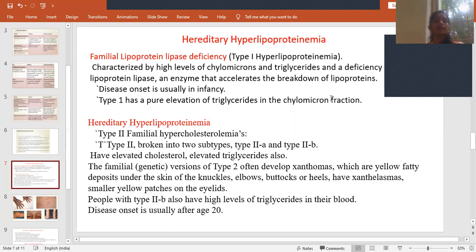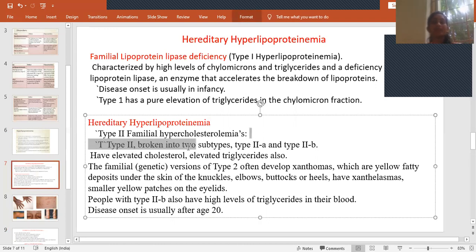And then hereditary hyperlipoproteinemia, we also call it type 2 familial hypercholesterolemia. This type 2 is broken down again into two types, type 2A and type 2B. Both of them will have elevated cholesterol levels and also elevated triglycerides. The familial or genetic version of type 2 often develops xanthomas.